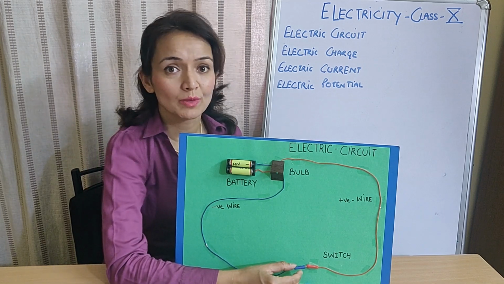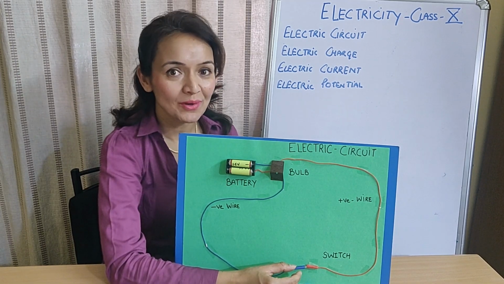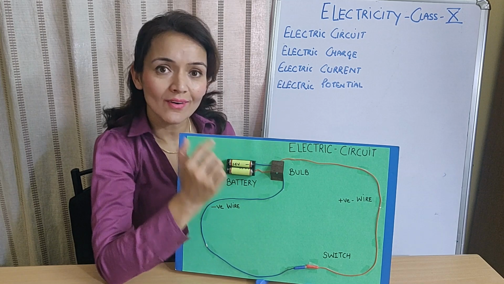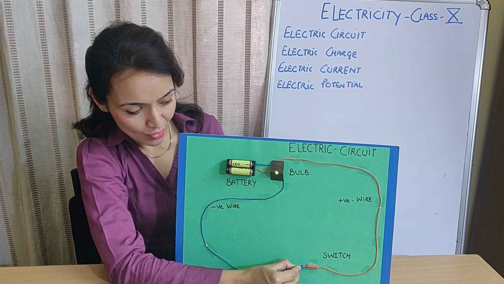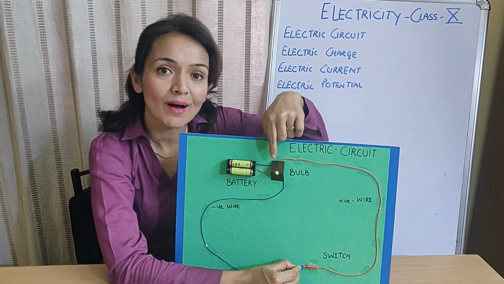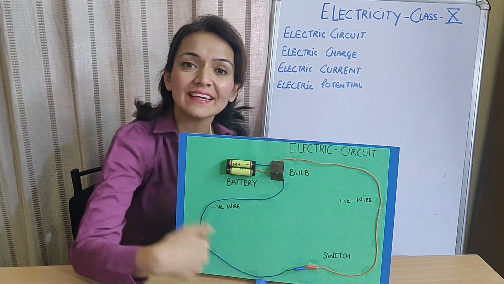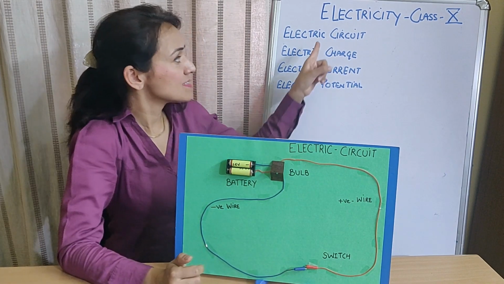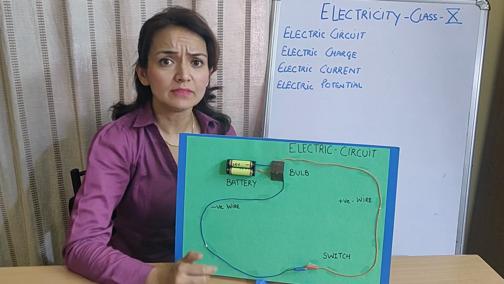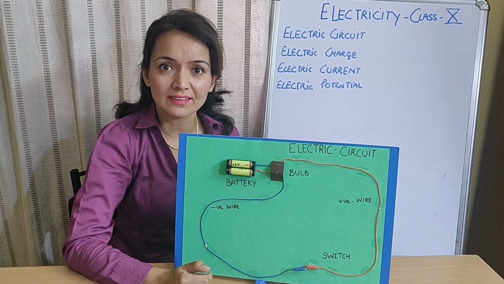So now we will do a magic. What are we going to do? We're going to switch it on. If I switch it on, you will see the bulb is glowing. So this is actually me completing an electric circuit. So this is an electric circuit. Now you are being introduced to the electric circuit.